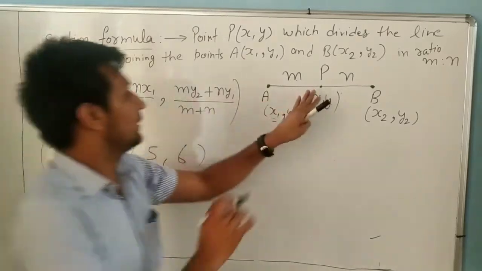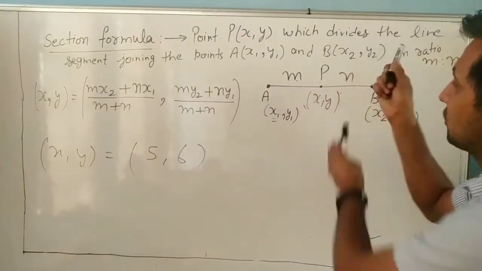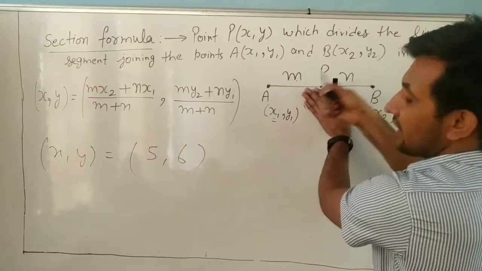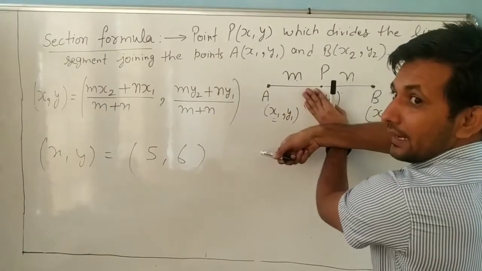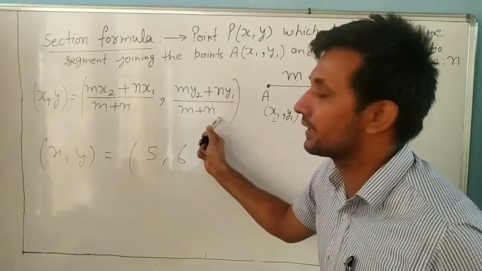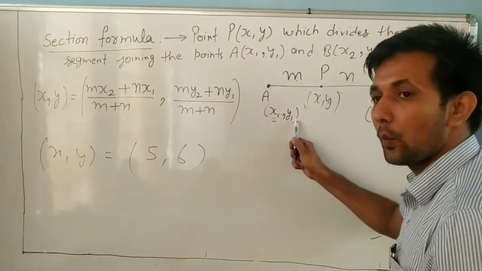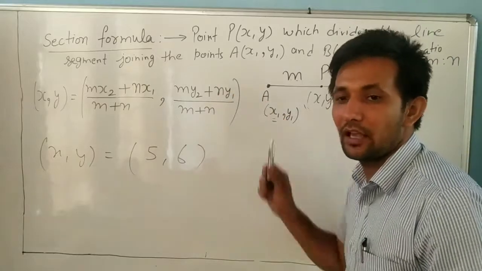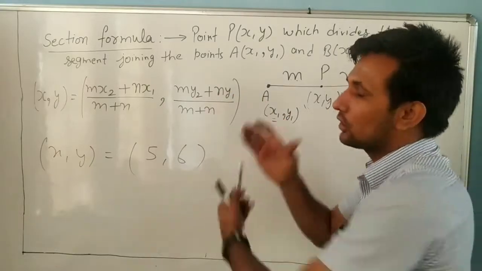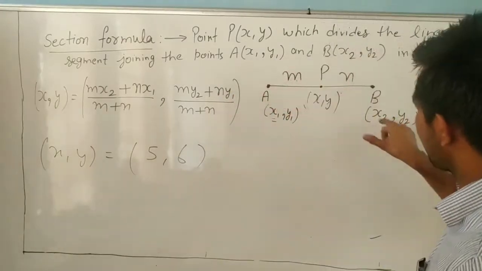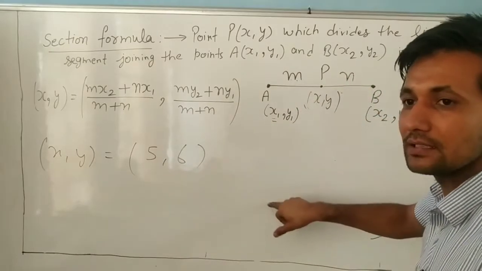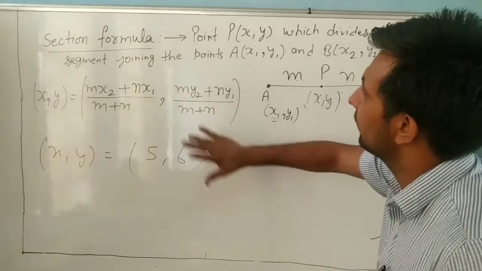If you want to find the coordinate of this point, x is m x2 plus n x1, divided by m plus n, and for y it is m y2 plus n y1, divided by m plus n. Can you remember it? Okay. Cross multiply here: m x2 and n x1, divide by m plus n in both cases. Note down this formula.